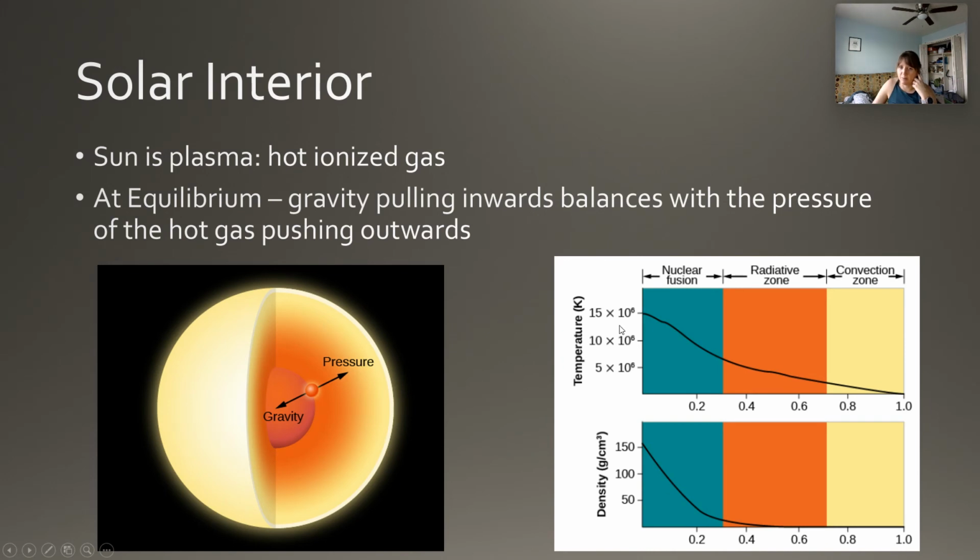So here's a picture from our book. This is in the center of the sun, and then going outwards. So where nuclear fusion is happening, the temperature is about 15 million Kelvin. It takes 12 million Kelvin for this fusion process to occur, so that's plenty hot enough in the center of the sun. And then it does decrease as you go outwards. And then the density also is very, very dense in the middle of the sun, and then decreases towards the outside surface.